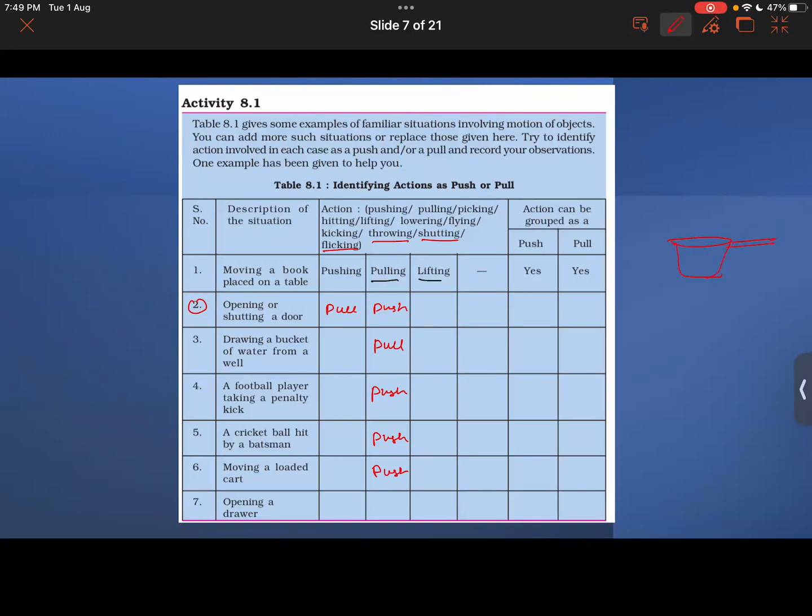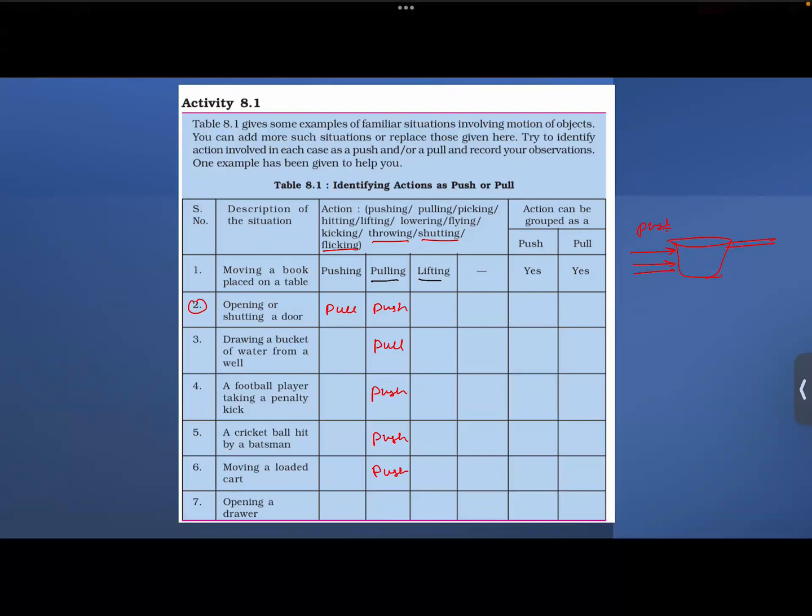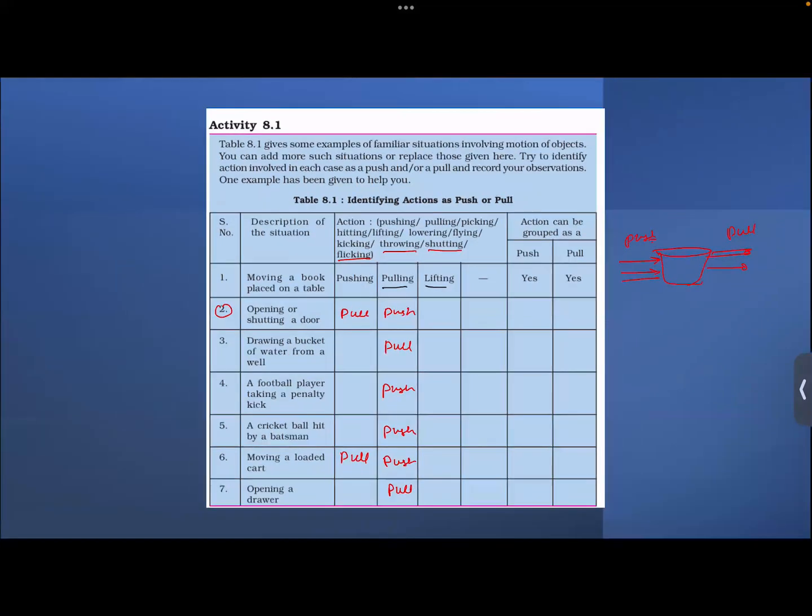It's a loaded cart and we are trying to move it, so we are applying push here. Since the statement is not clear, we might be pushing it from this side or pulling it from the other side, so both types of forces will be involved, pull and push both. Opening a drawer: pull. That is pretty simple.